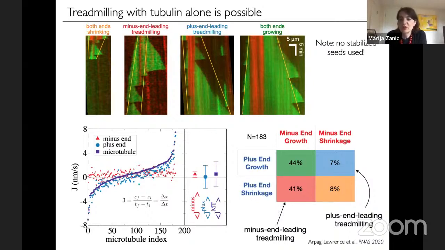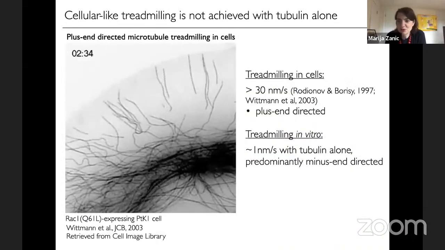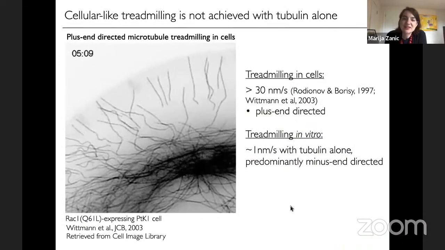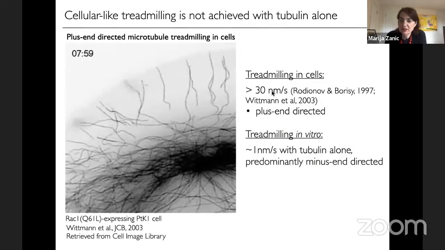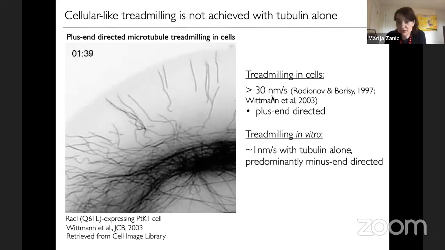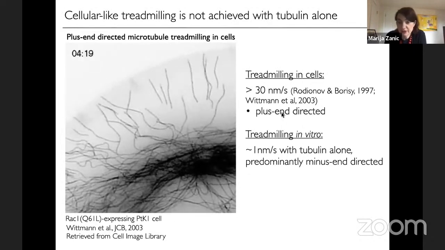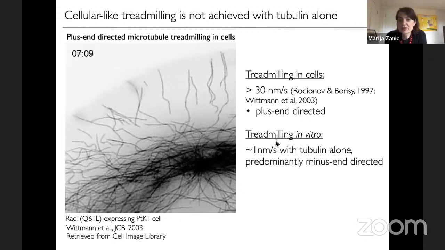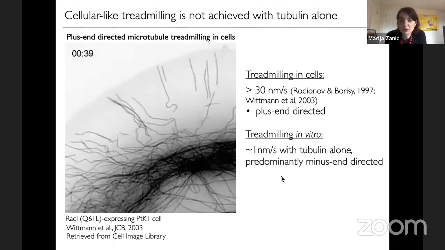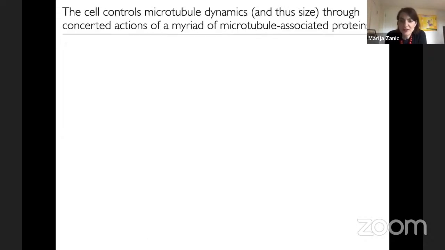But of course, this treadmilling looks nothing like treadmilling that has been observed in cells. In cells, the typical flux rates of treadmilling are in tens of nanometers per second, and they're always plus end directed. And so then how can the cell achieve this type of treadmilling? Well, of course, you already know the answer to that.